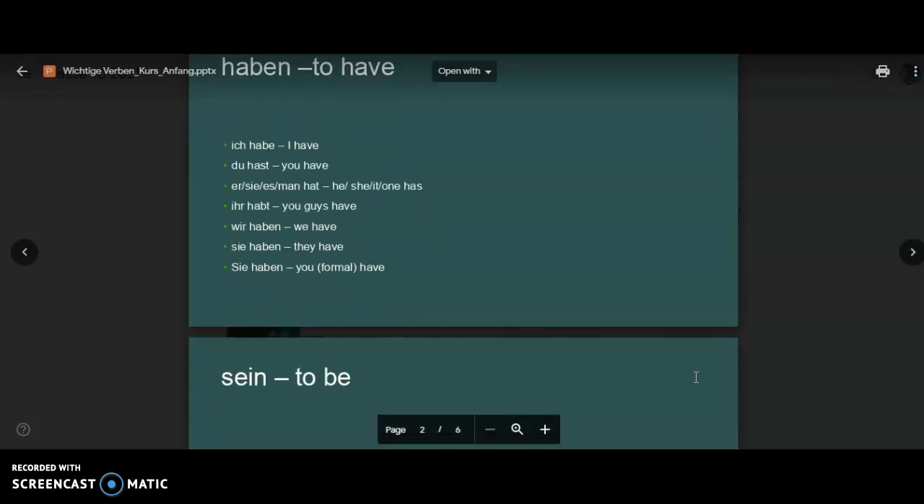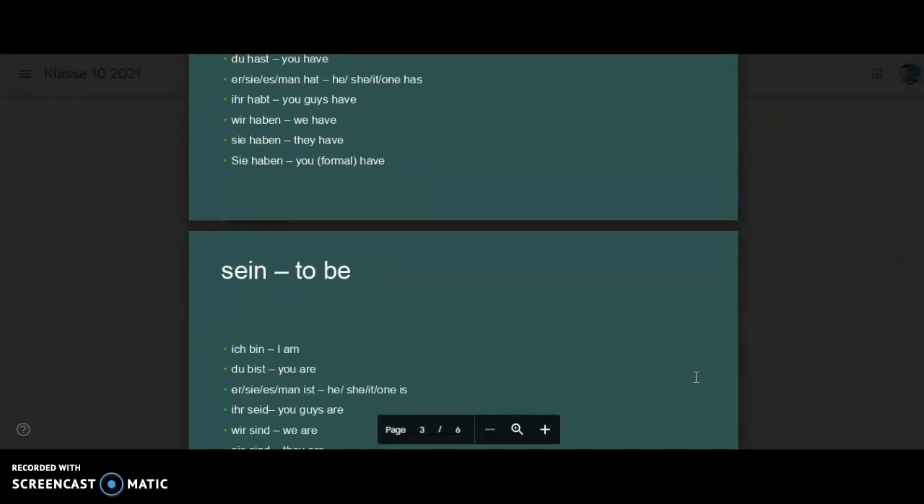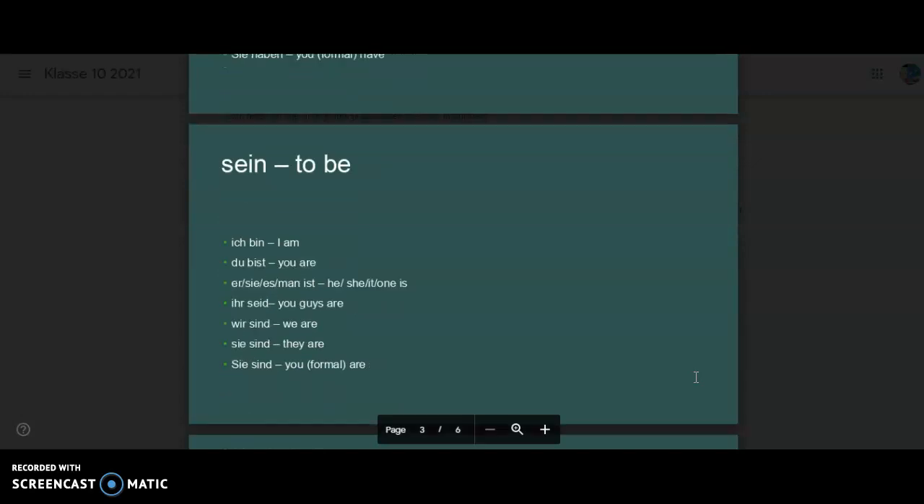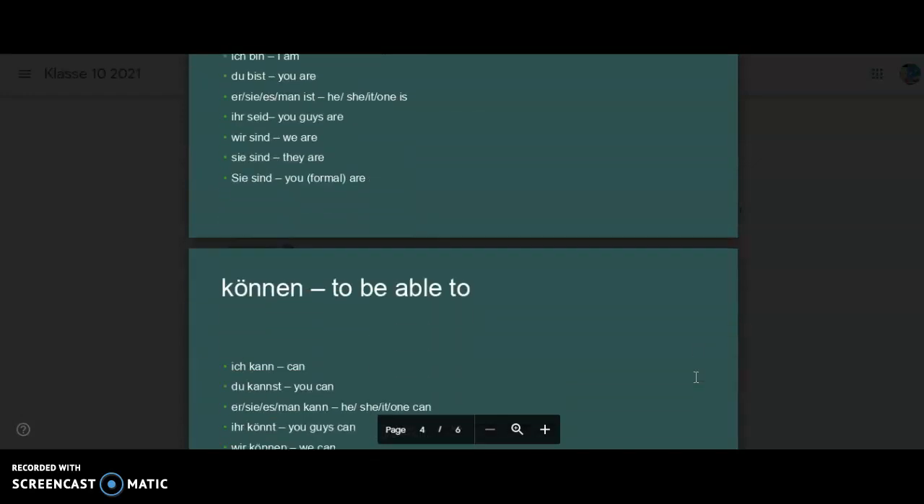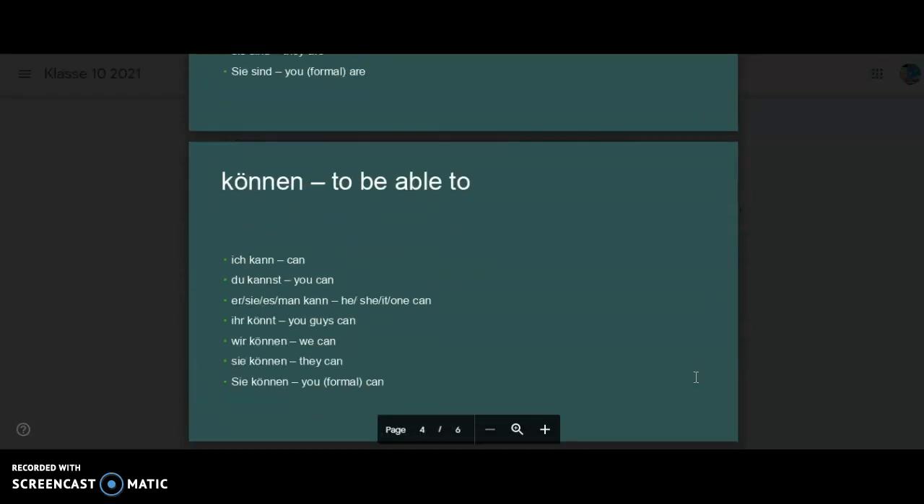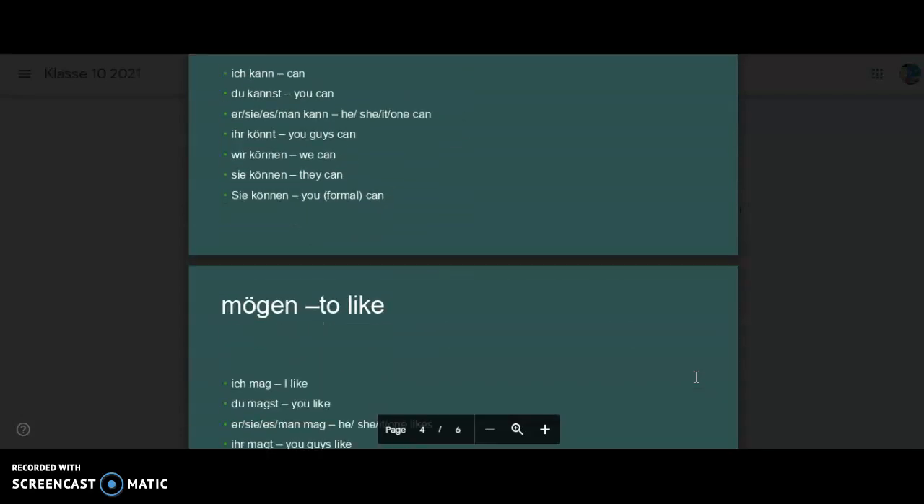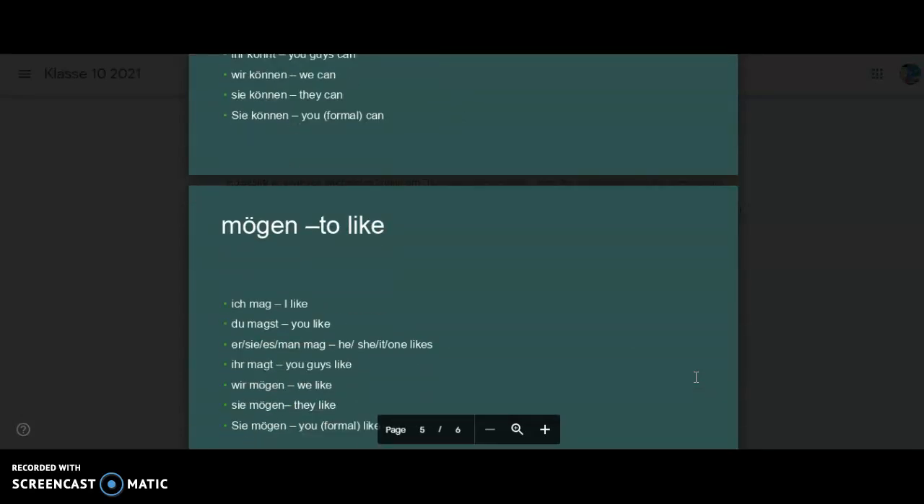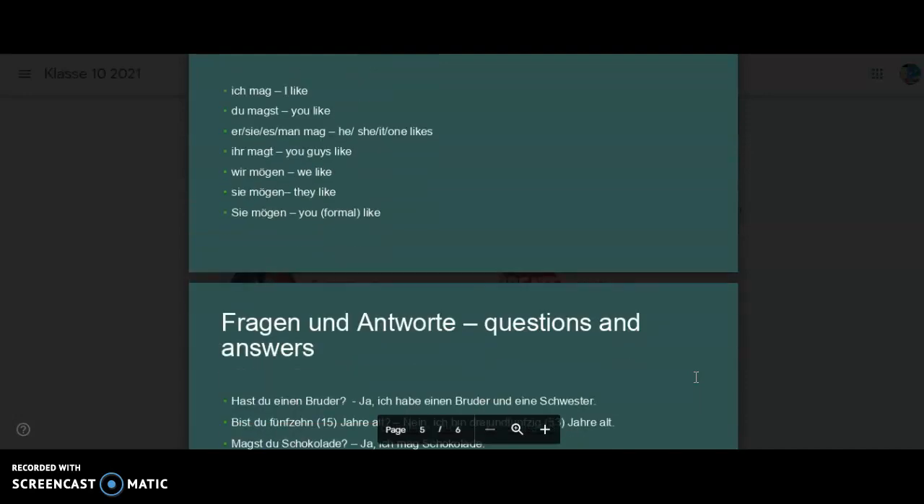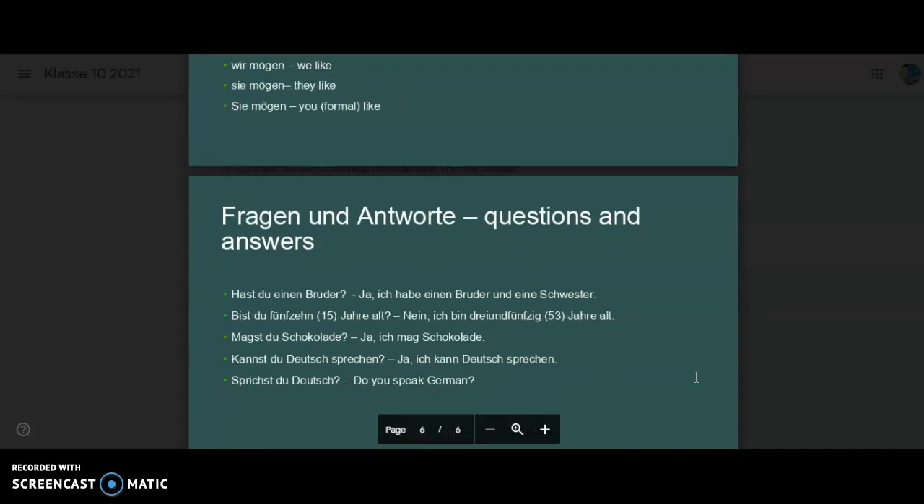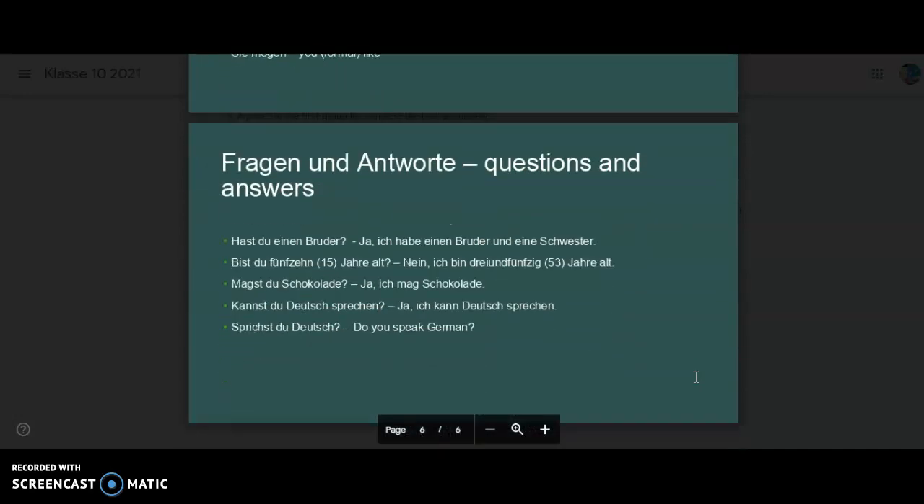So if we scroll down, we've got sein, to be. Ich bin. Können, to be able to. Ich kann. Mögen, to like. Ich mag. Okay, and questions and answers.